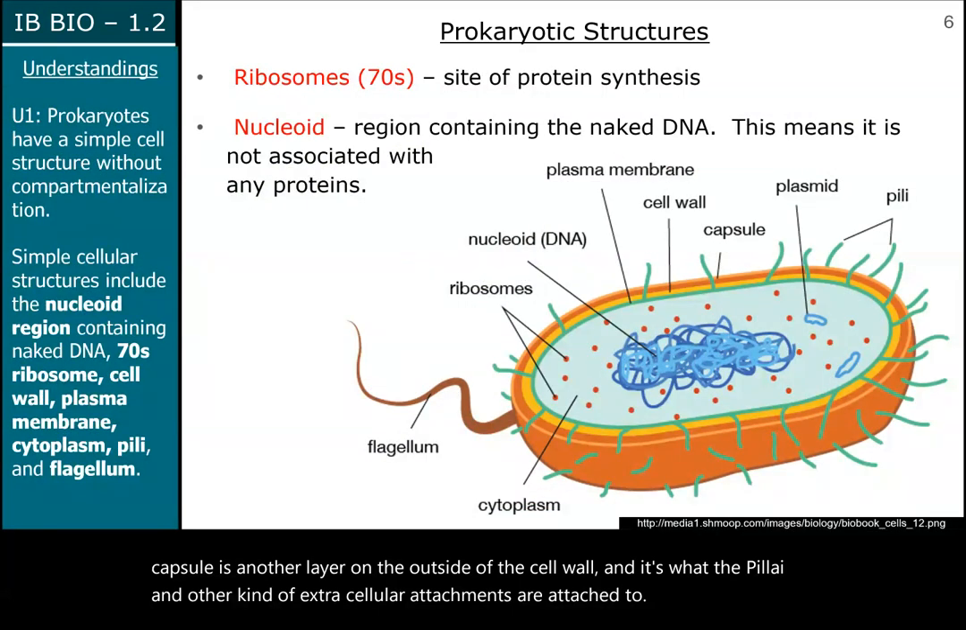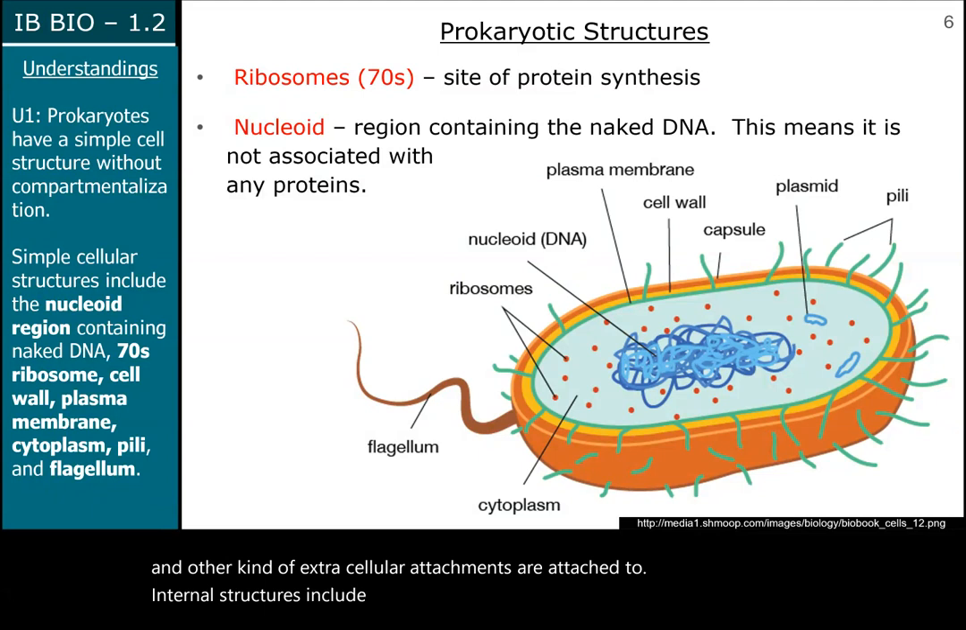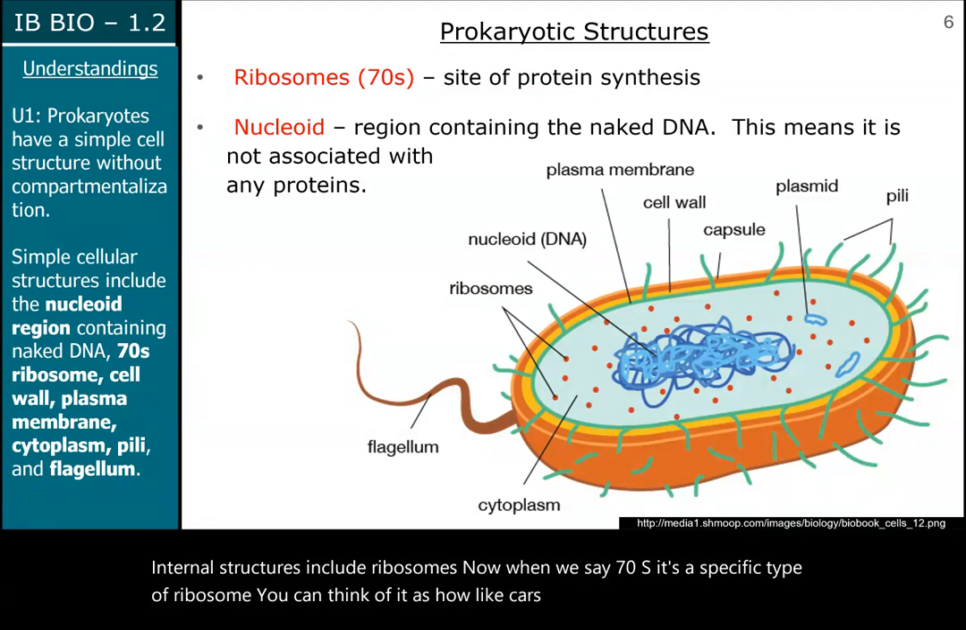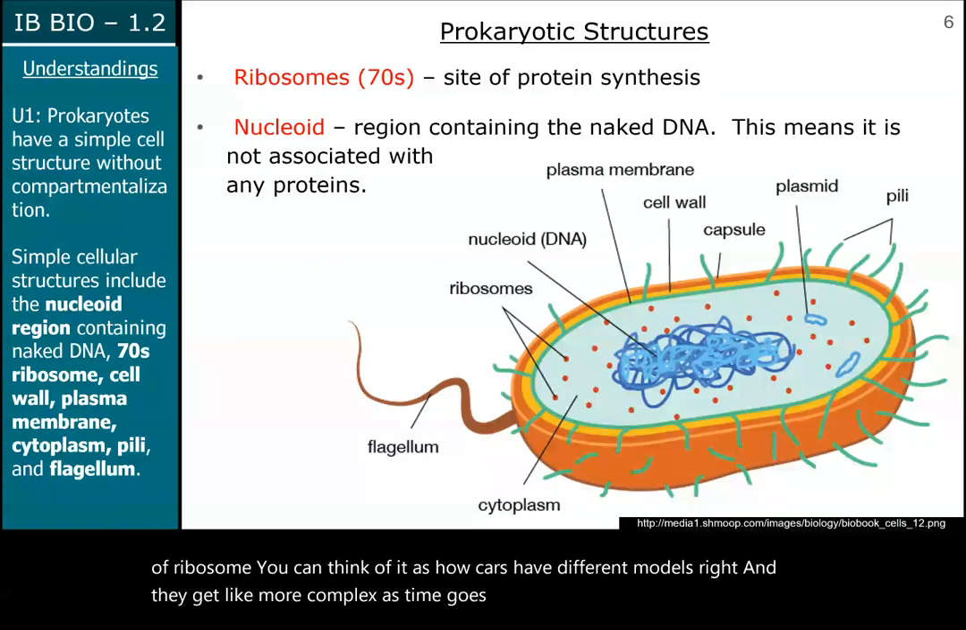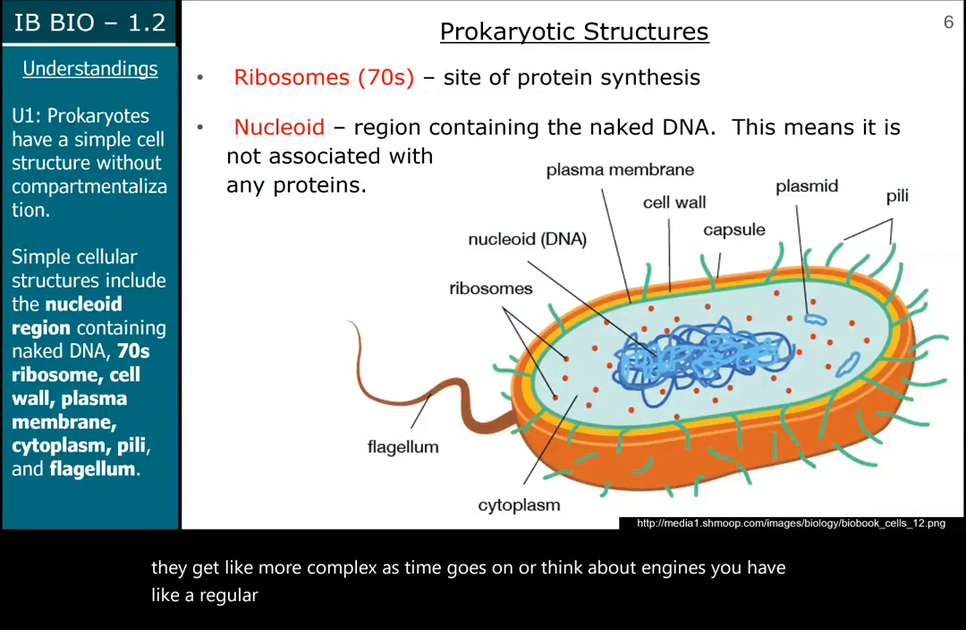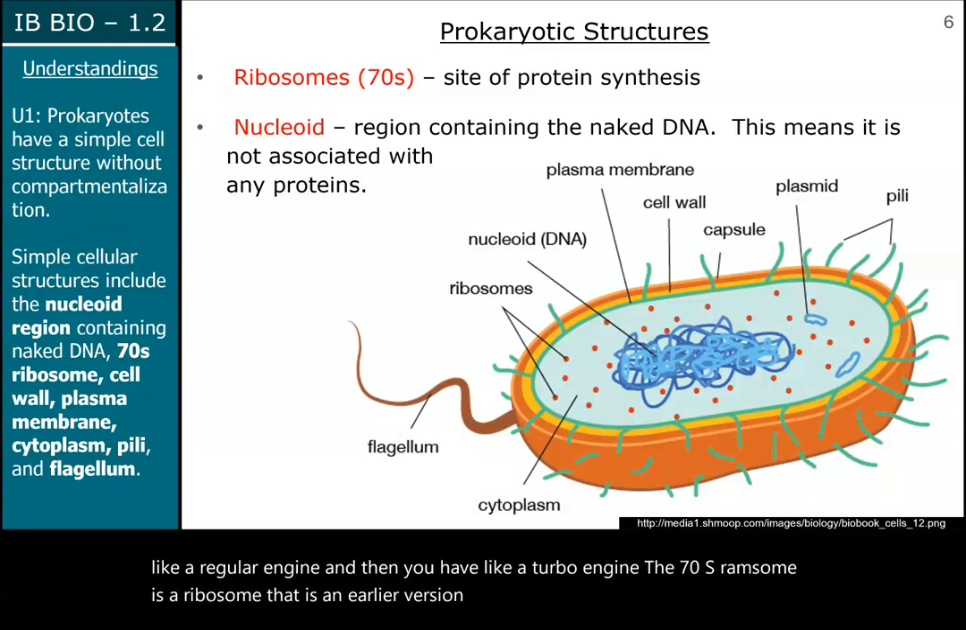Internal structures include ribosomes. Now, when we say 70S, it's a specific type of ribosome. You can think of it as how cars have different models, and they get more complex as time goes on. Or think about engines. You have a regular engine and then you have a turbo engine. The 70S ribosome is an earlier version of what eukaryotes have, which is the 80S ribosome.